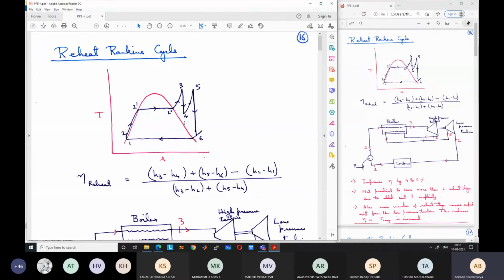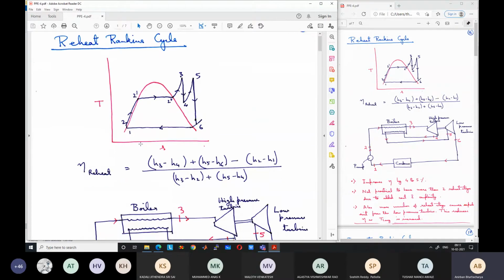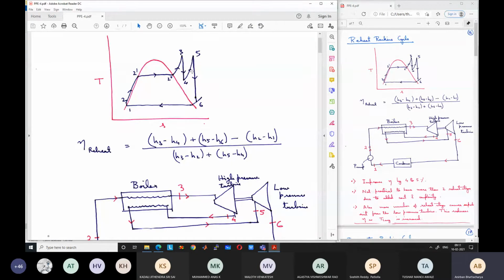Again the temperature of the vapor rises to a high temperature, and after that it is again passed through a second turbine, and the second turbine brings this vapor to the condenser pressure. Then in the condenser, the condensation occurs from 6 to 1. So the only change compared to the normal Rankine cycle is an additional reheating process and an additional expansion in the turbine. These two processes are added to the cycle, and immediately you can see that the area inside the cycle has increased.